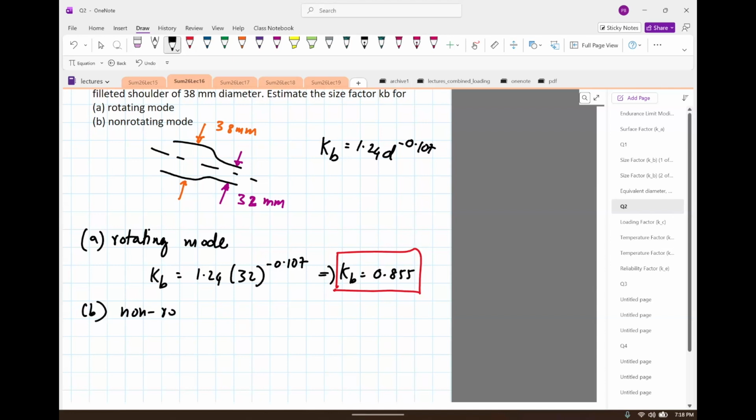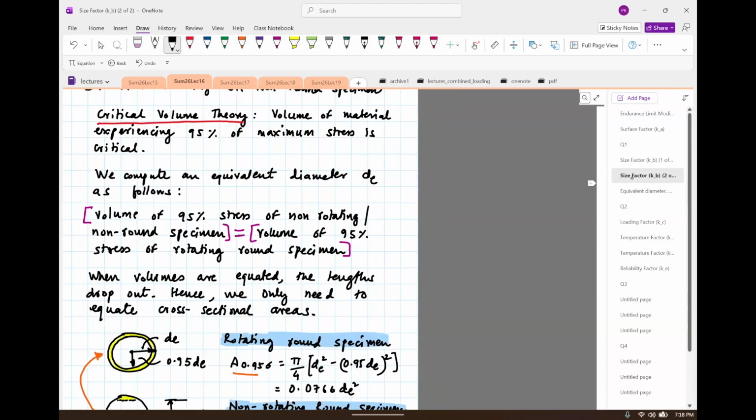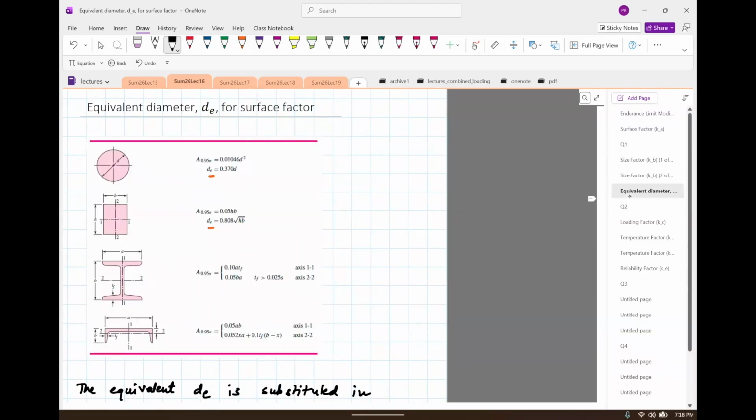Okay. Now let's look at non-rotating mode. Okay, so what non-rotating mode means, the specimen is not rotating. If you want to do that, we need to go here. And this is just explaining the theory, but really what we are after is this table. This table tells us if the specimen is not rotating, then how do we map the non-rotating specimen to the rotating specimen? So what we need to do is we need to take d equals 0.37d, and that will map it to the non-rotating specimen.